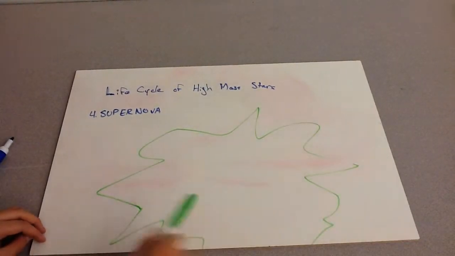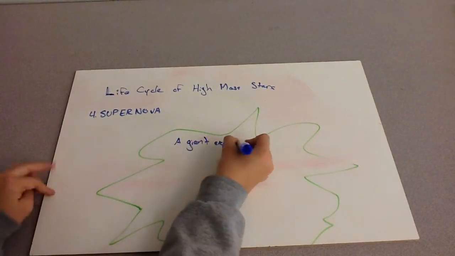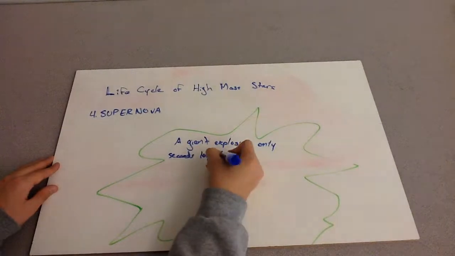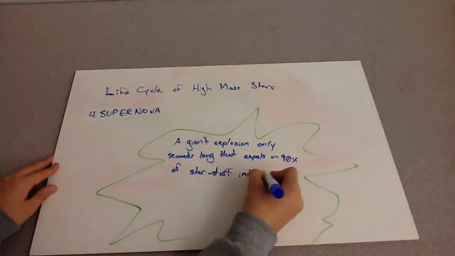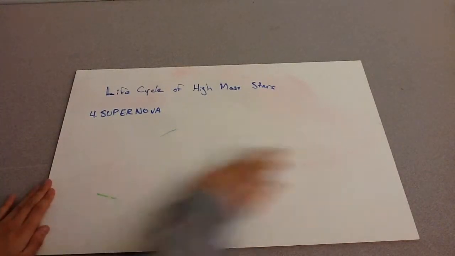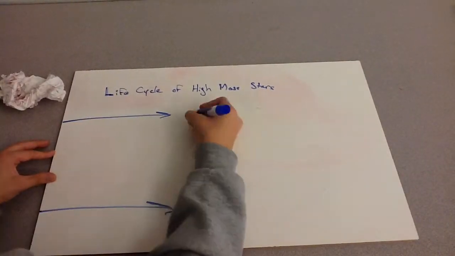After that, it goes supernova, which is like a nova, but it's super, like me. So it's only a couple seconds long, but expels about 90% of the star stuff into the universe and creates all the other elements.